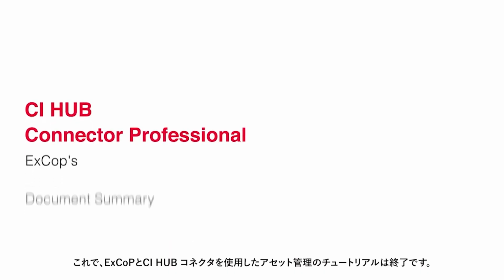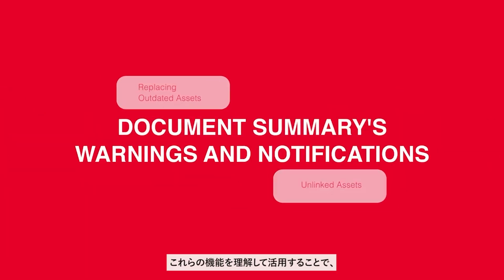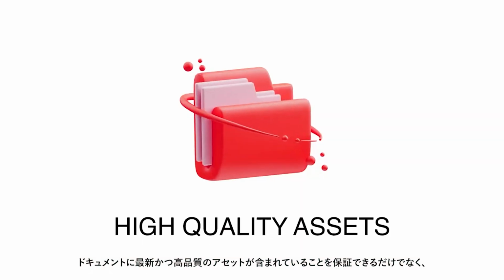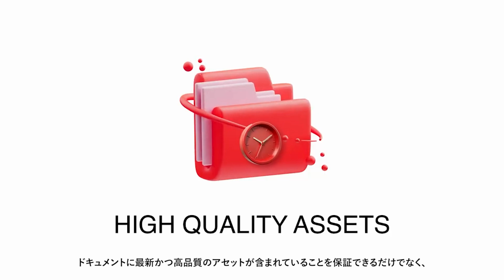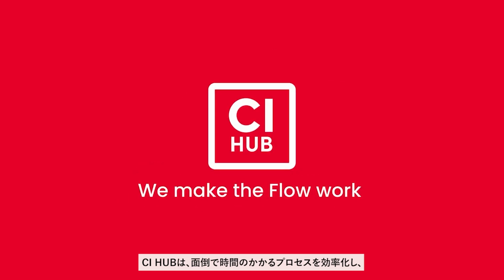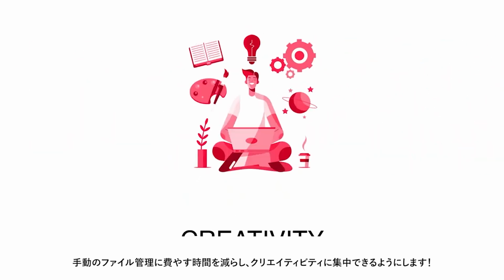And that's a wrap on our tutorial for managing assets with ExCoP in the CI Hub Connector Professional. By understanding and utilizing these features, not only can you ensure your documents contain the most up-to-date and high-quality assets, but you'll also save a significant amount of time compared to traditional methods of managing these files. CI Hub streamlines processes that would otherwise be tedious and time-consuming, allowing you to focus more on creativity and less on manual file management.